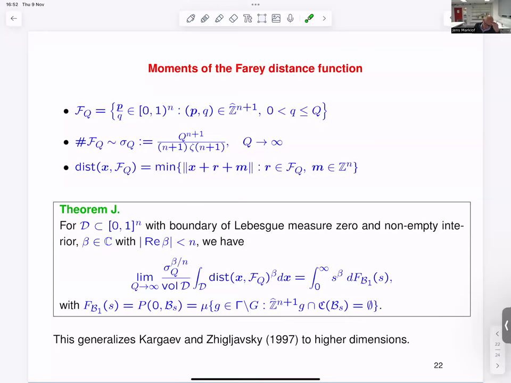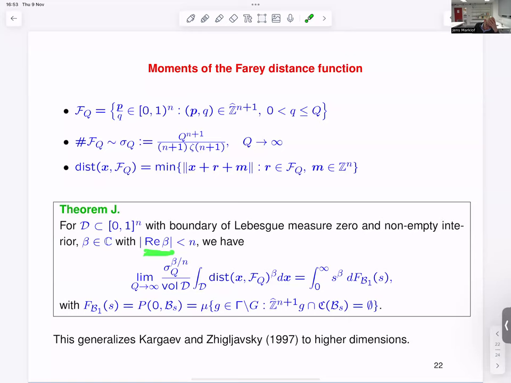Just two more slides. The first one is just to say we can, using this equivalence, prove analogous statements also for the higher dimensional distance function to Farey fractions. So you say, okay, what is the distance of a given point x to the Farey fractions, in other words, to the nearest rational point with denominator at most Q? So that's what's written here. This is something that Kargaev and Zhigljavsky, I mentioned that result earlier, looked at in 1997. And the techniques that I showed you prove that you also have the convergence of the beta moment of this distance function to Farey points, provided your moment isn't too large.